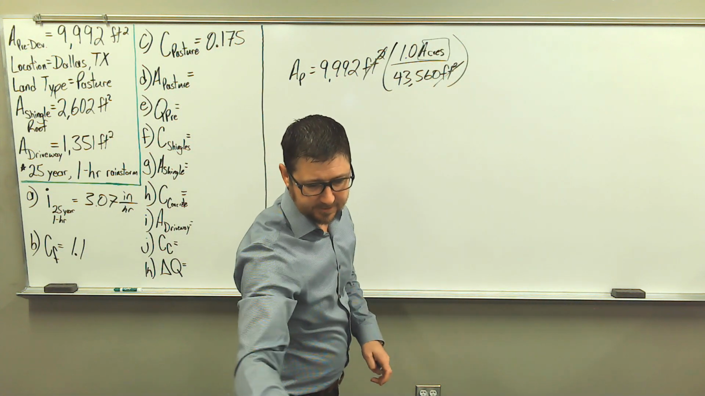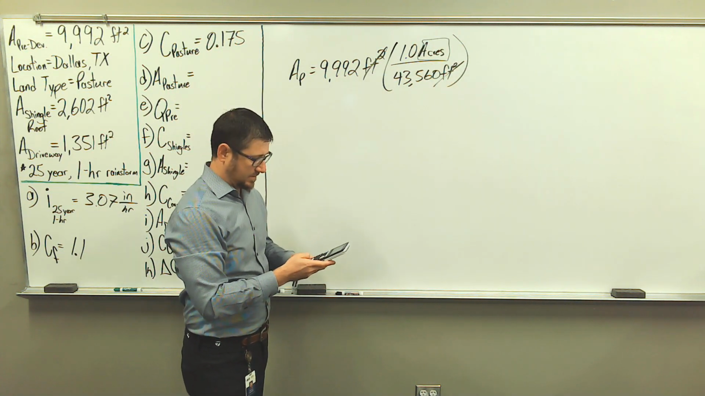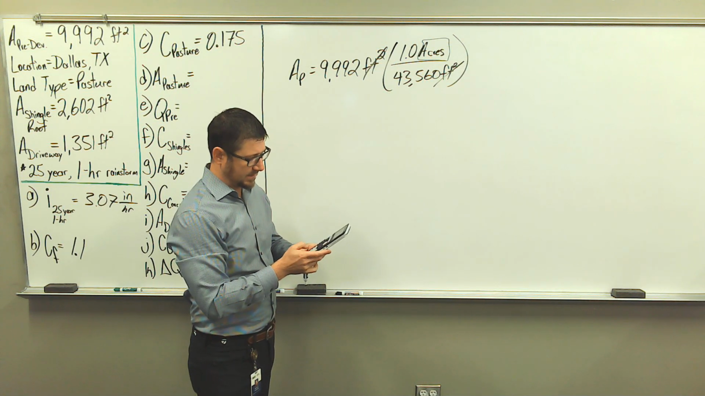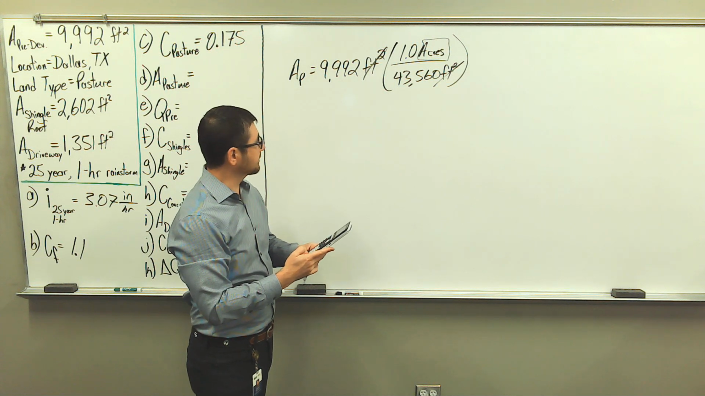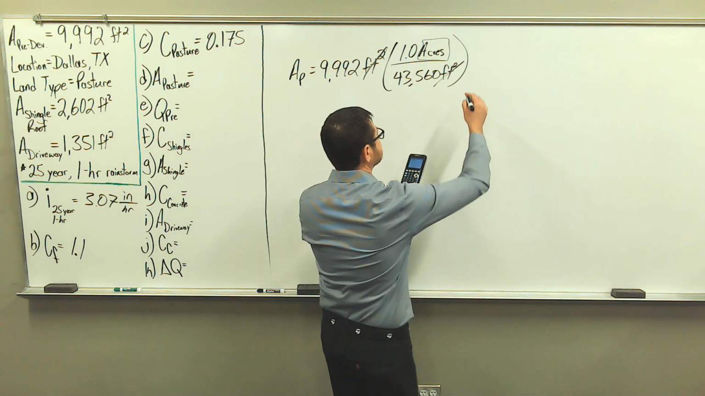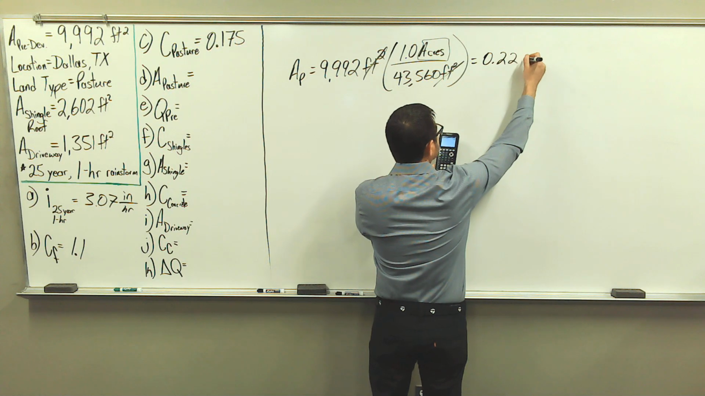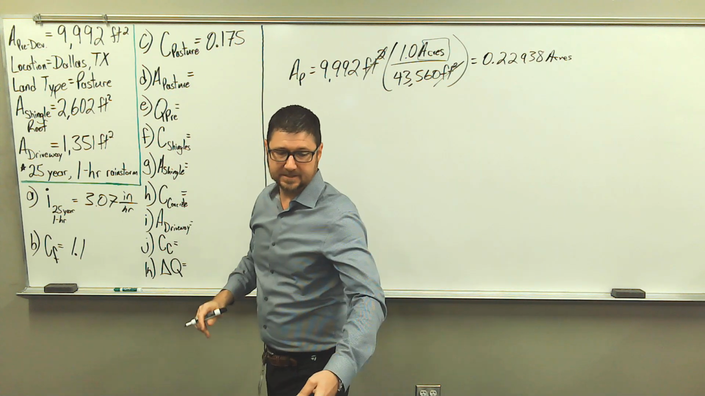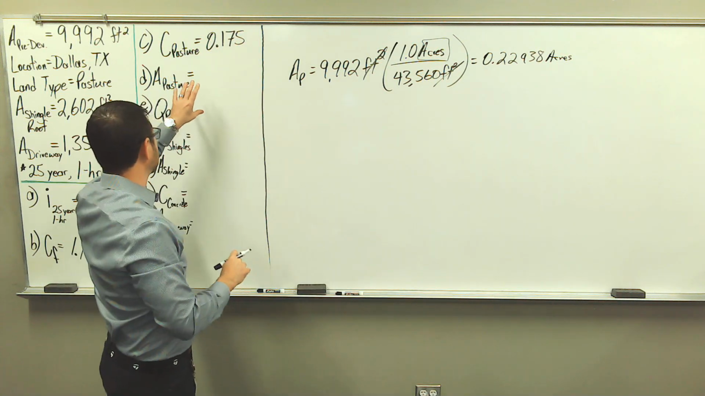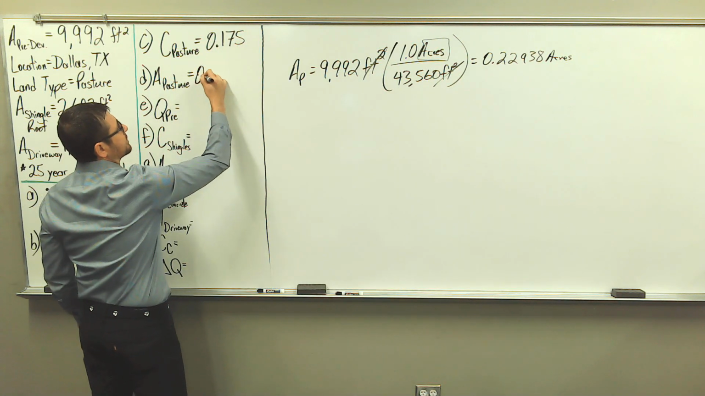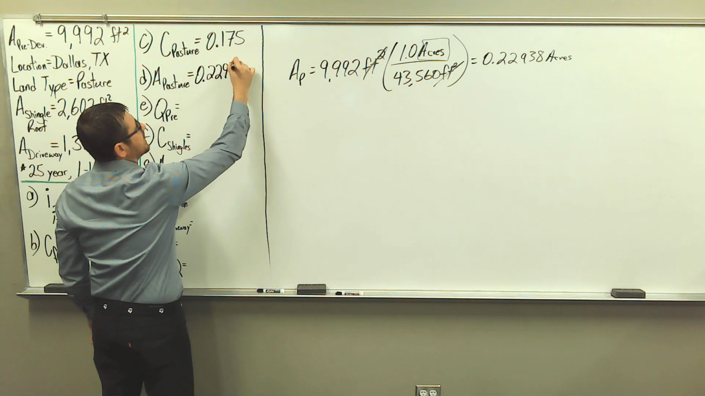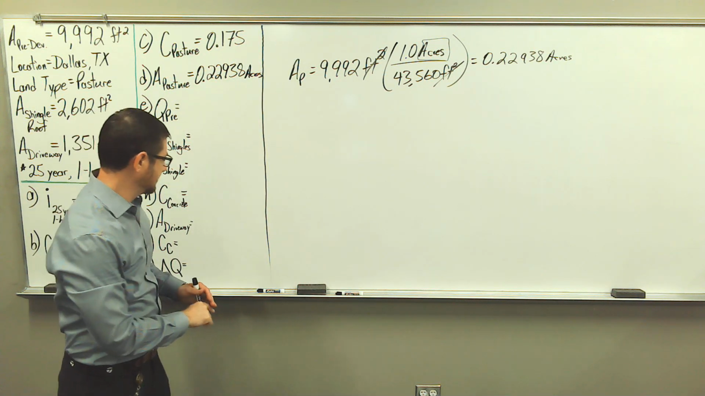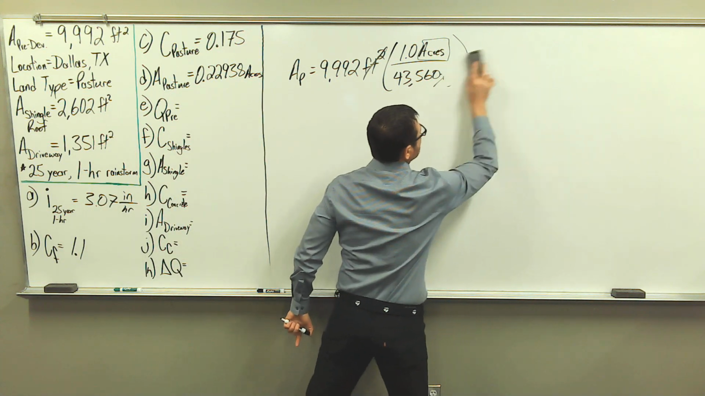So let's get out our calculator. And let's do 9,992 divided by 43,560 square feet, and that's going to give us 0.22938 acres. Okay, so let's just write that answer over here. 0.22938, and we have units of acres. Okay, so I'm going to go ahead and erase this because I'm going to run out of room here.